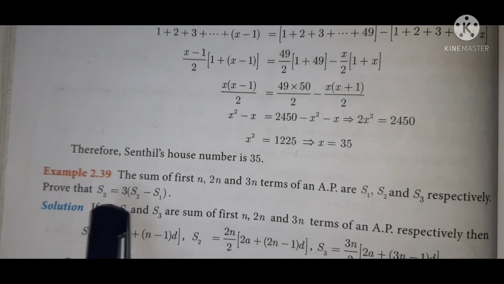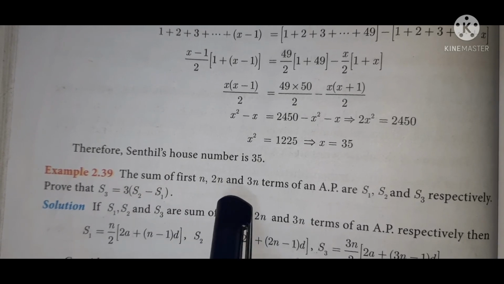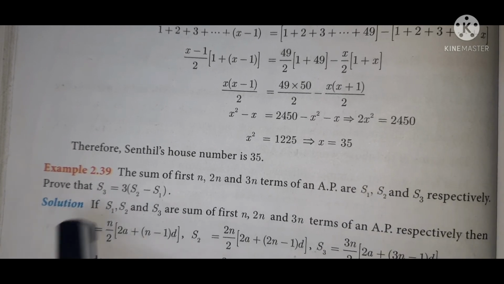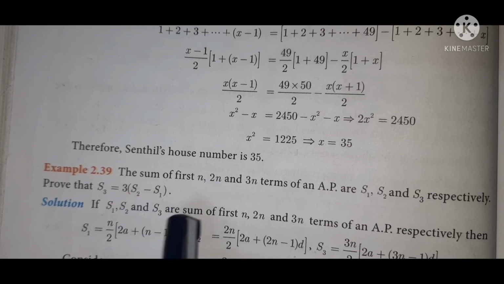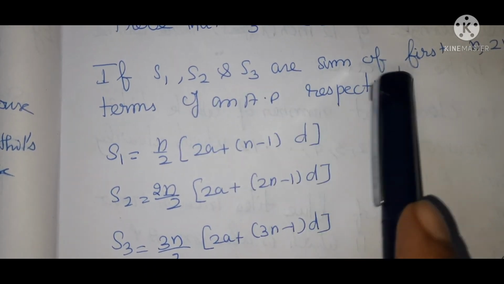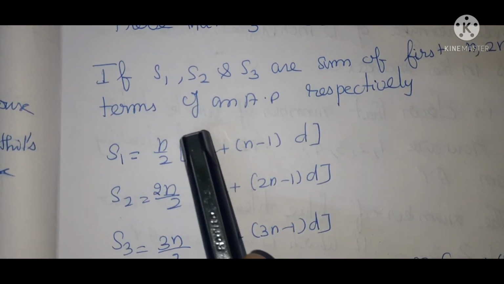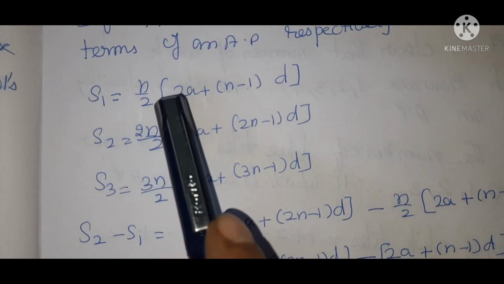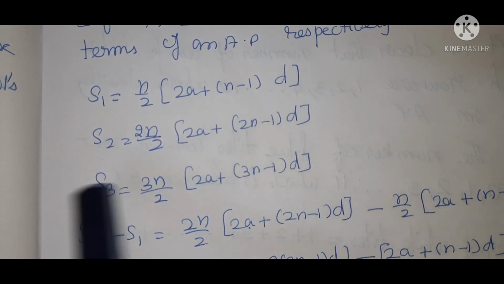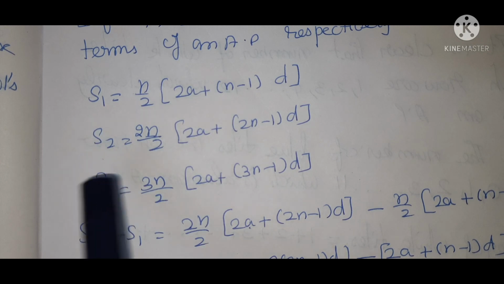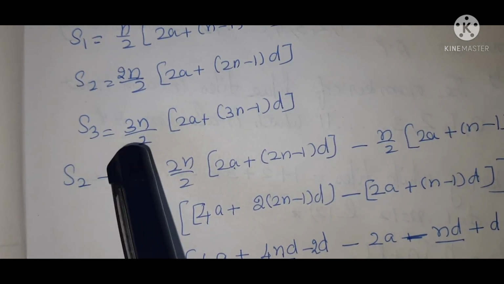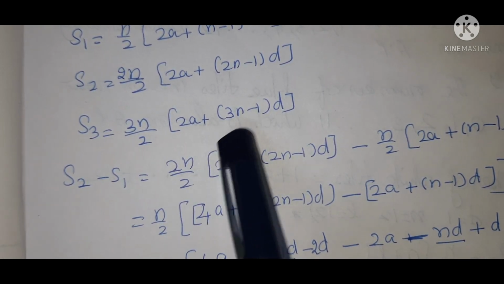Example number 2.39. The sums of the first n, 2n and 3n terms of an AP are S1, S2 and S3 respectively. Prove that S3 is equal to 3 into (S2 minus S1). If S1, S2, S3 are the sums of the first n, 2n and 3n terms of an AP respectively, S1 has number of terms n, so n by 2 into (2a plus (n minus 1) d). S2 has number of terms 2n: 2n by 2 into (2a plus (2n minus 1) d). S3 has number of terms 3n: 3n by 2 into (2a plus (3n minus 1) d).